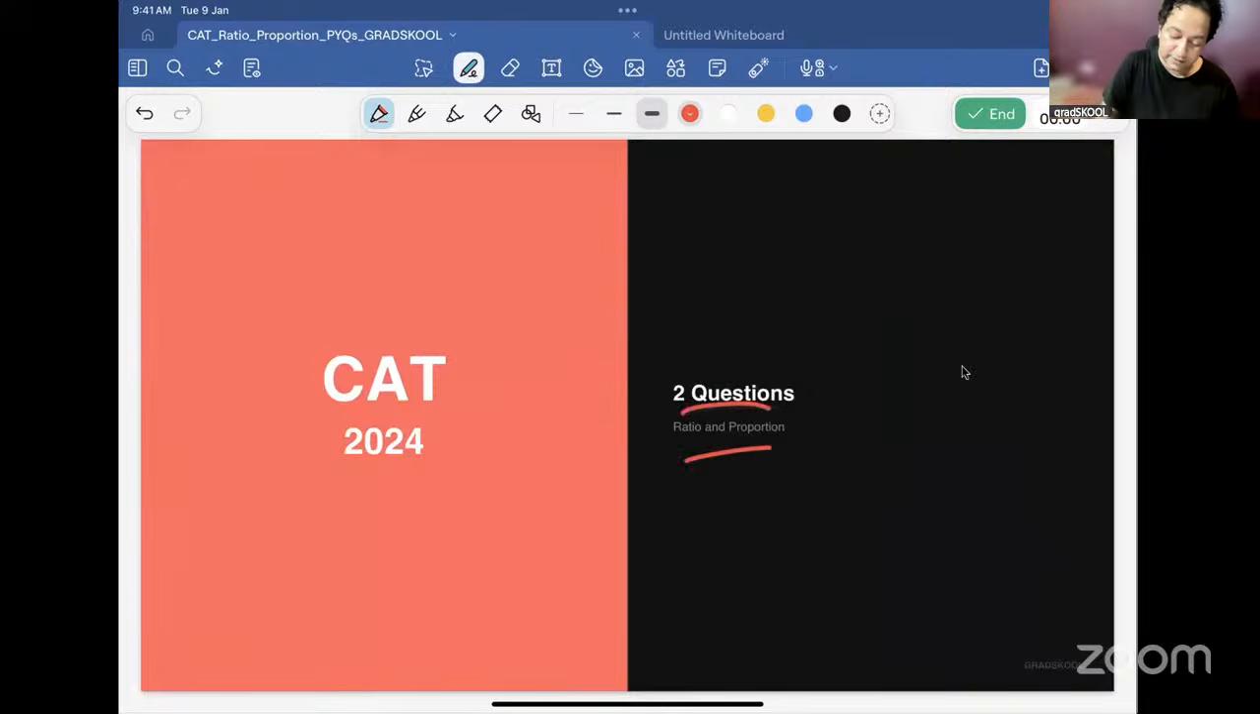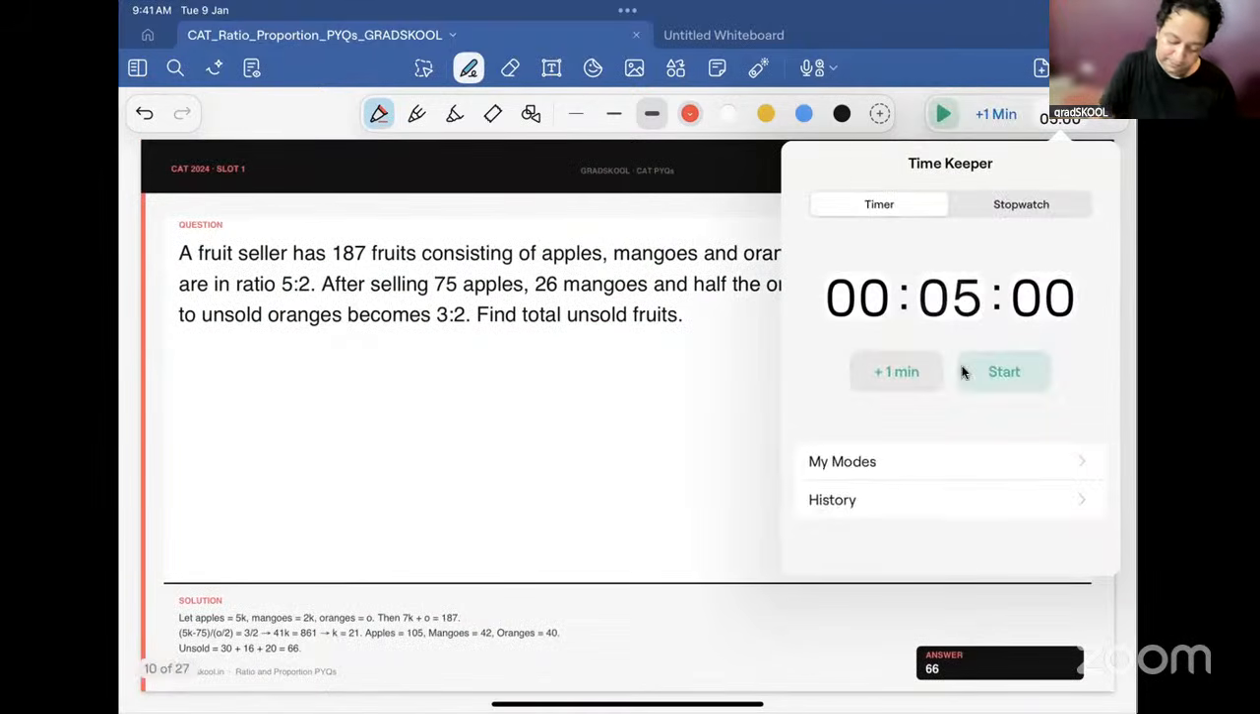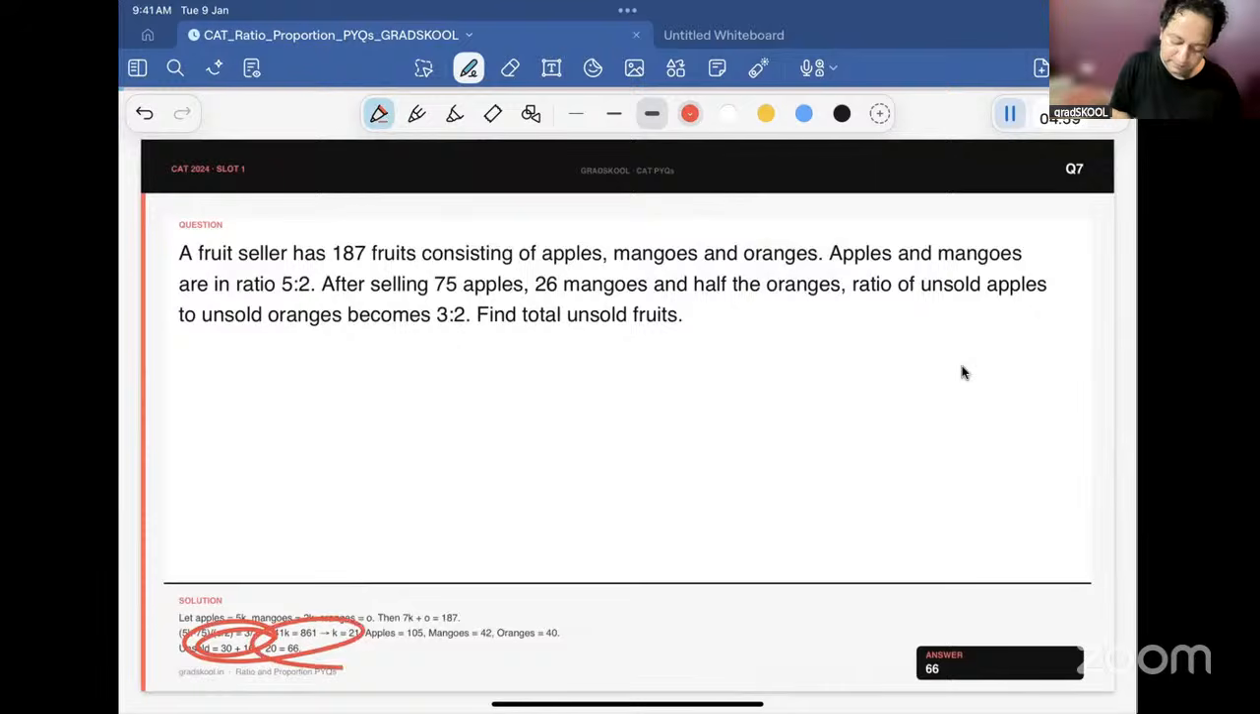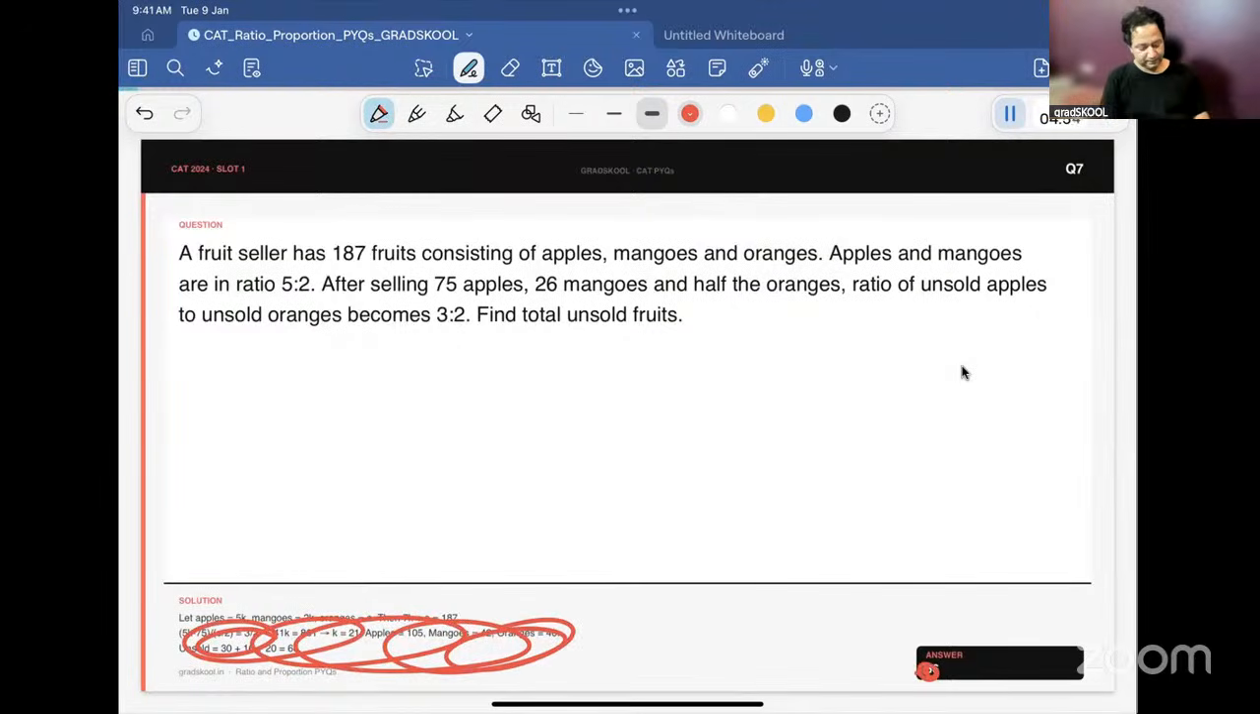Okay, let's see. The timer starts here. Come on, at least you guys sometimes talk. At least you guys sometimes talk. Come on, let's solve this.